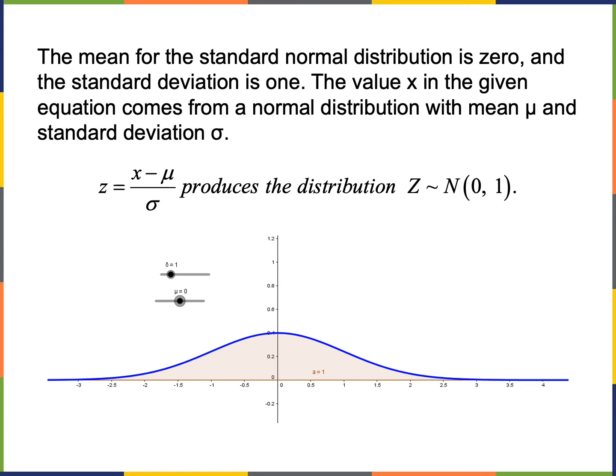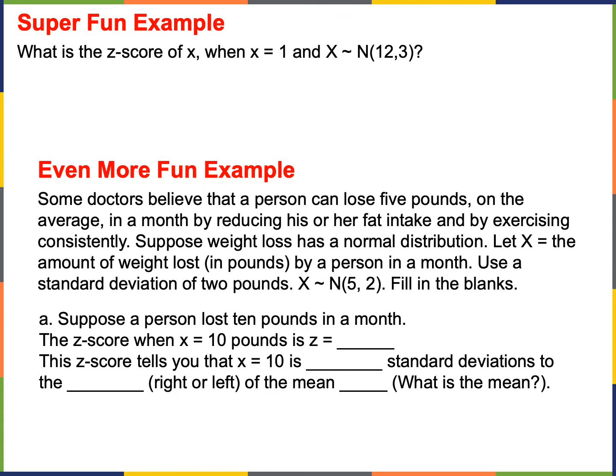So you have something that looks like this. The mean is at 0, and the standard deviation is 1. All right, so let's do a super fun example.